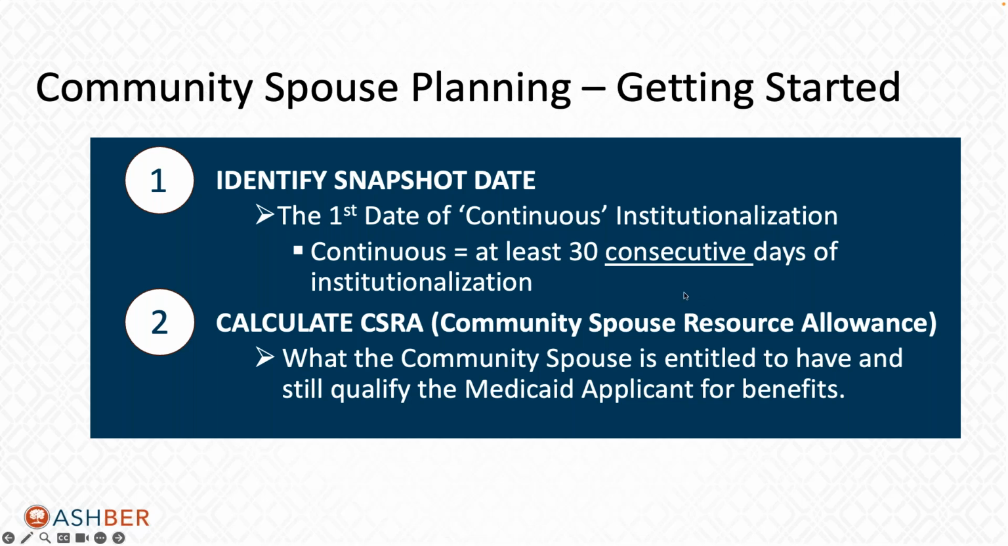With the snapshot date, once we establish that date, the other thing we want to do, which I'm going to get into but want to say now because I think it's important, is gather a snapshot of what their assets are on that particular date, because that's going to come in handy for a lot of different states in calculating the CSRA, also known as the Community Spouse Resource Allowance. So just like its name, it's basically the resources that the community spouse is allowed to have and still qualify his or her spouse for Medicaid benefits.